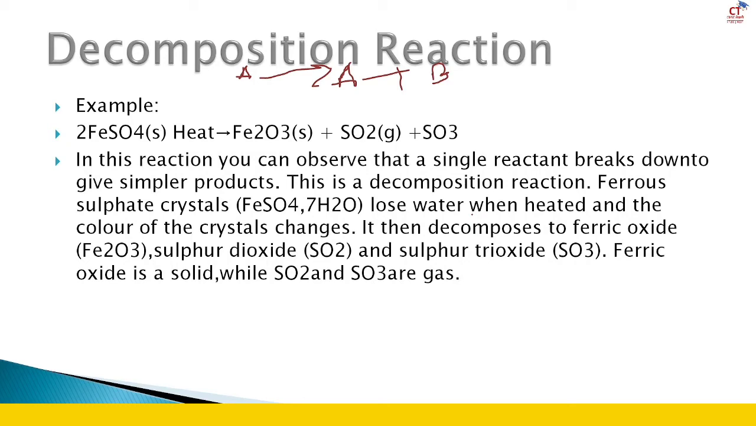We can further divide decomposition reactions into three types: the thermal reaction, the electrolytic reaction, and the photolytic reaction. What is a thermal reaction? A thermal reaction, as the name indicates, is a decomposition reaction carried out with the help of heat. Similarly, an electrolytic reaction is a decomposition reaction carried out by passing electricity. And a photolytic reaction is a decomposition reaction occurring in the presence of sunlight. This mechanism of photolytic reaction is used in black and white photographs.